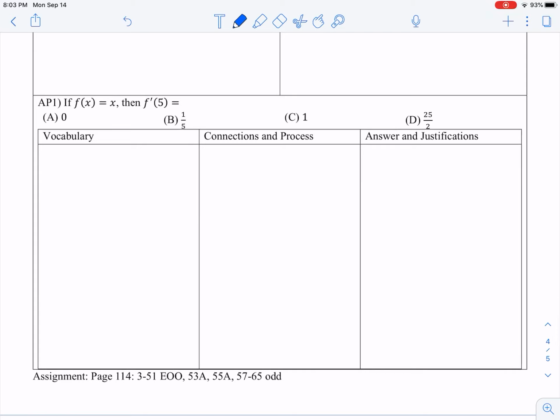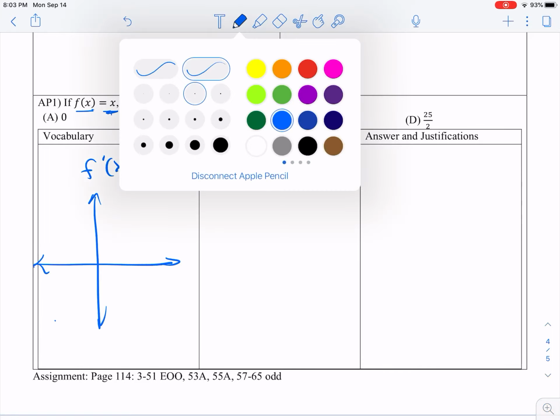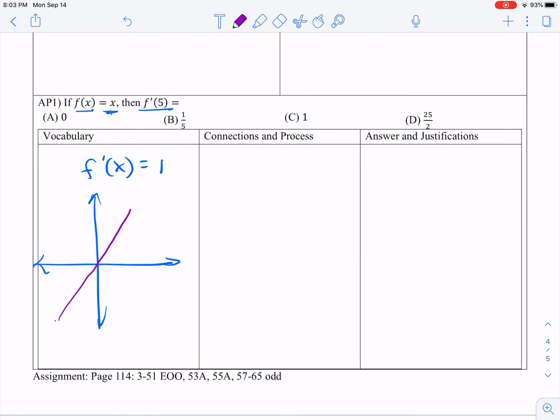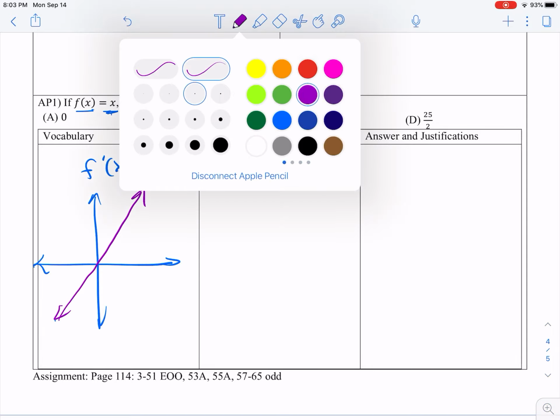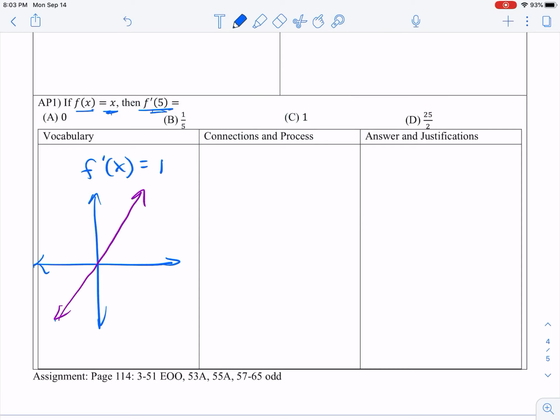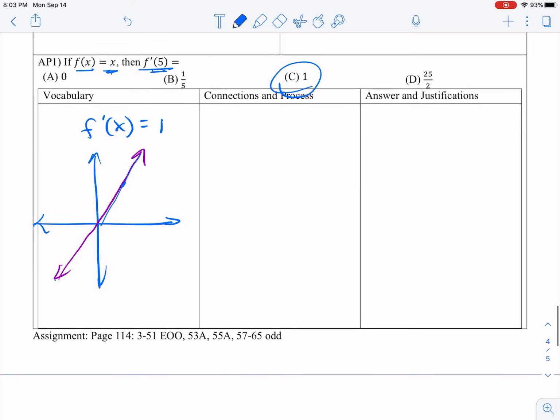Last problem. If f of x equals x, then what's f prime of x? It's 1. It'll always be 1. What's the graph of that? Y equals x looks like this. So what this is asking for is, what's the slope at 5? Well, it's the same as it is for the whole line. It equals 1. Okay, that's all there is to it.